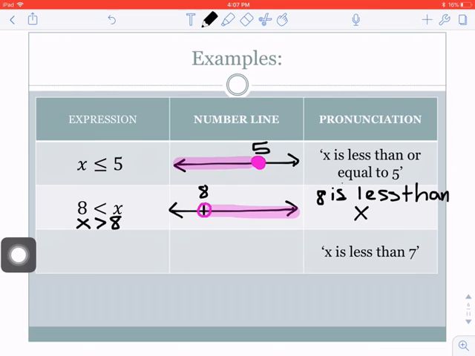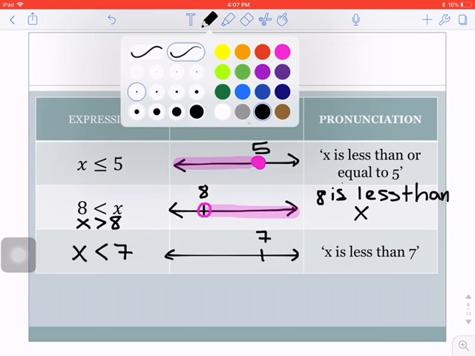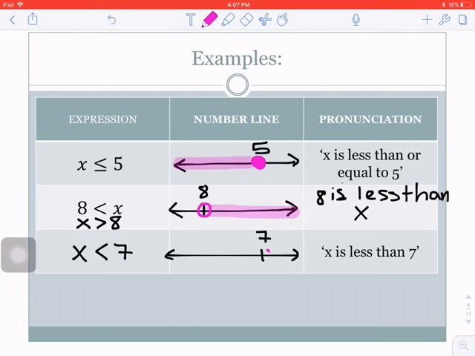And let's do the last one. x is less than 7. So let's represent that here in the first column by writing x is less than 7. All right, draw your number line and label your 7. And it's less than, and it's not equal to, so just less than. Don't fill in the dot. And because it's less than, you're going to shade to the left.